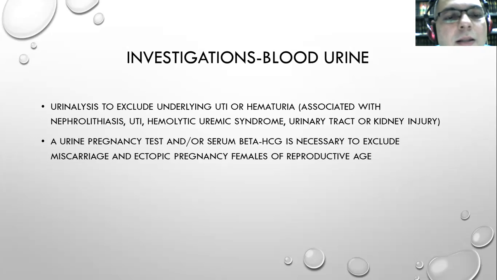A urine pregnancy test should be performed in children who are in the age group or who had menarche or are having regular menses and have a history of sexual abuse or sexual activity. A urine pregnancy test or a beta HCG should be done to exclude miscarriage and ectopic pregnancies of females in reproductive age.